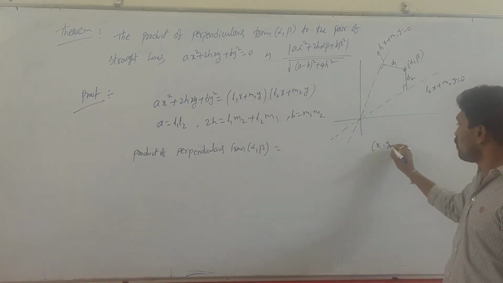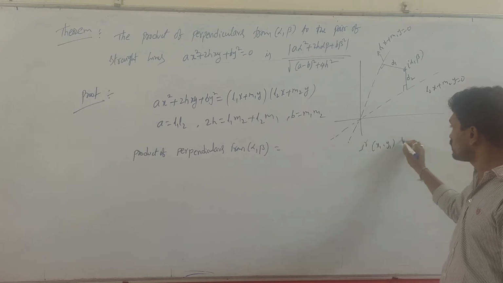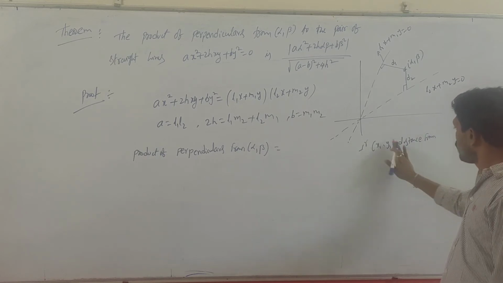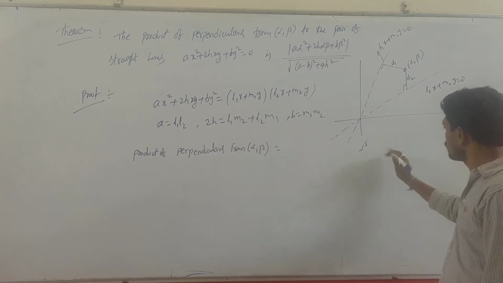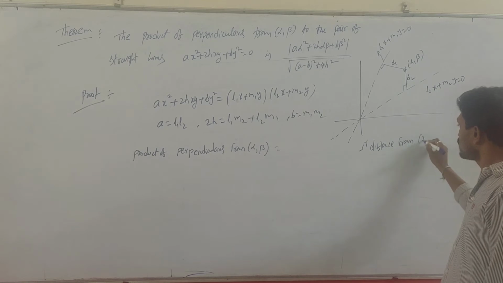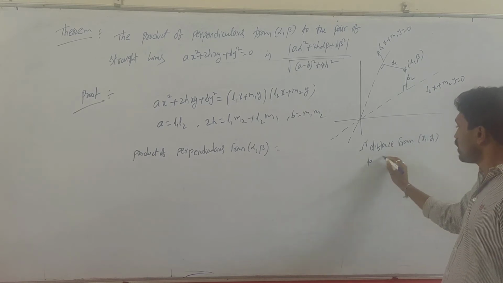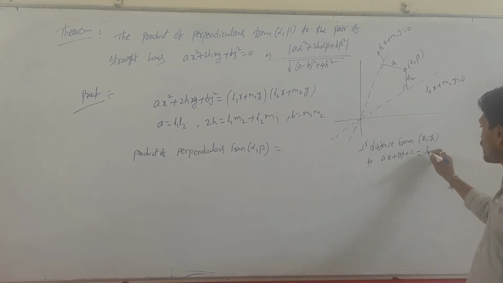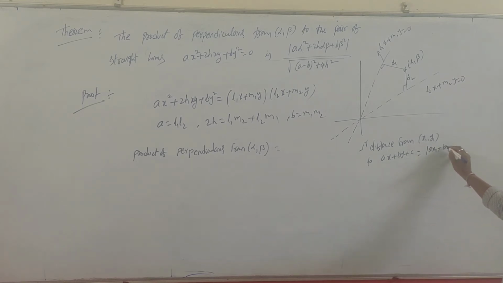From x1 comma y1, the perpendicular distance to ax plus by plus c is equal to, what is that? Modulus of ax1 plus by1 plus c by root over a square plus b square. This is the formula. This formula you have to apply here.